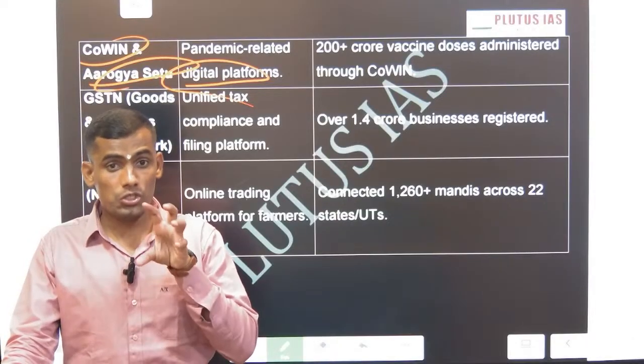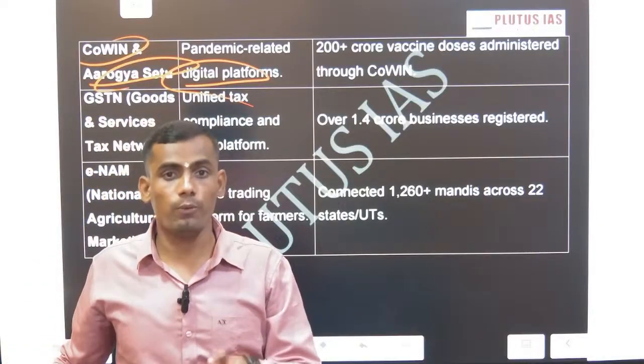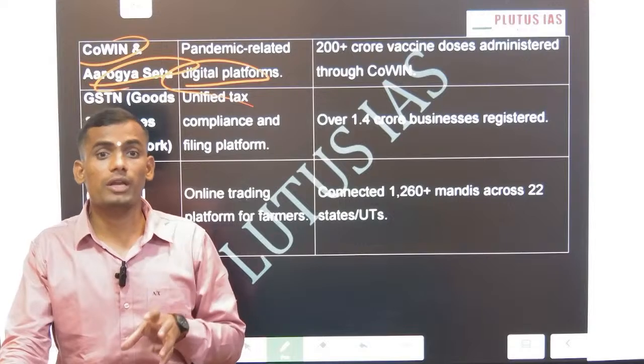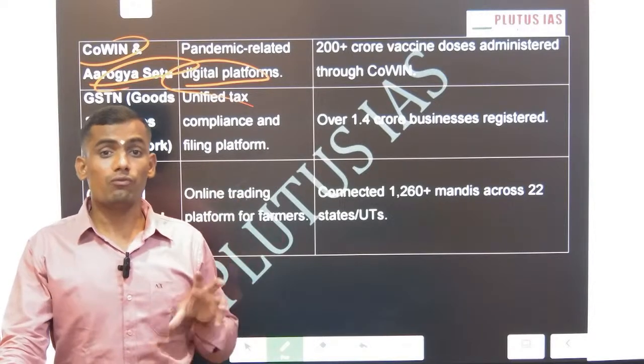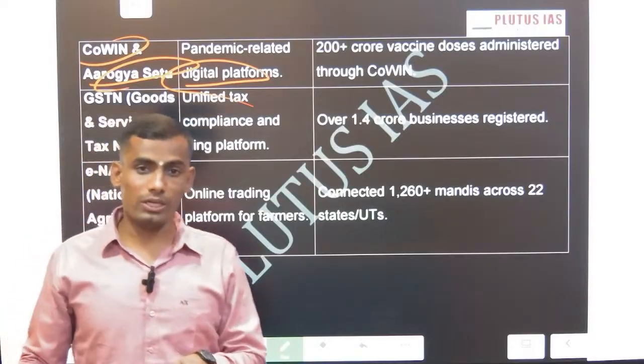That network uses ICT tools for effective tax collection, effective tax management, and effective collection of revenue. So this is one of the applications where e-governance is used.